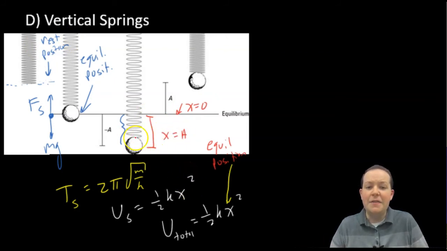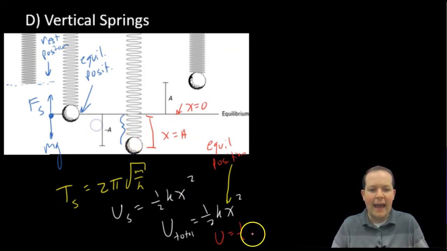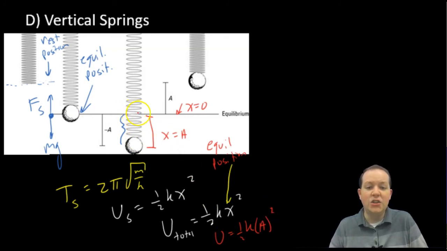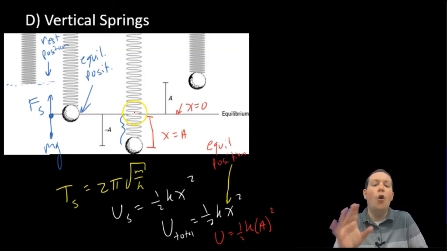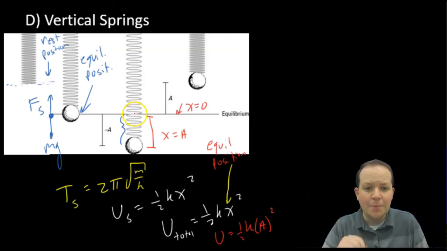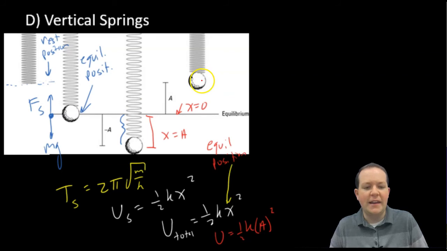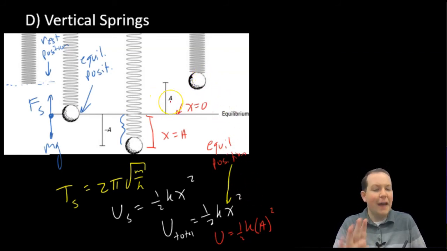So what would be the potential energy of this mass right here? It would be 1/2 kA squared. What would the potential energy be right here? It would be 0. And that's where it would have all kinetic energy. And again, the spring energy right here would be 1/2 kA squared because it's the same amplitude. Now that's a little different.